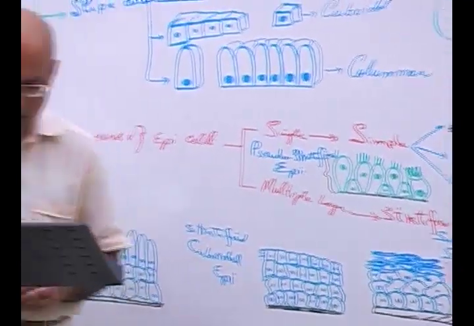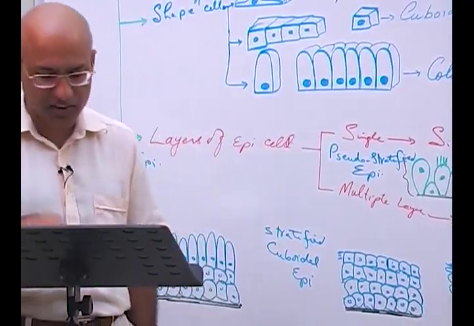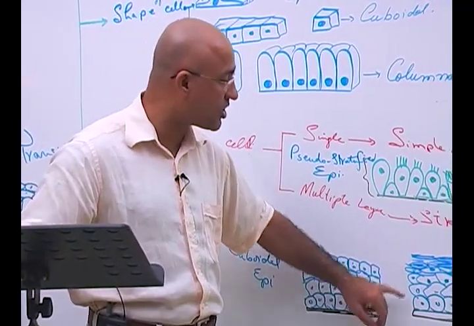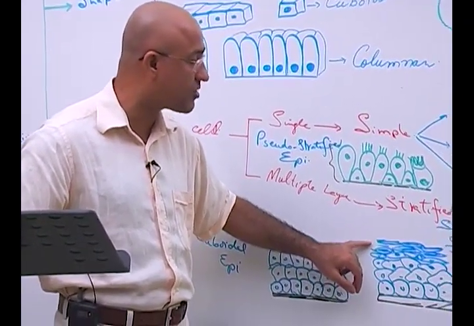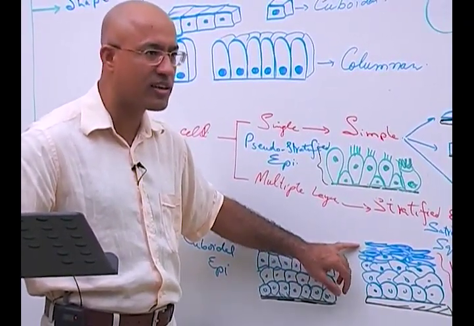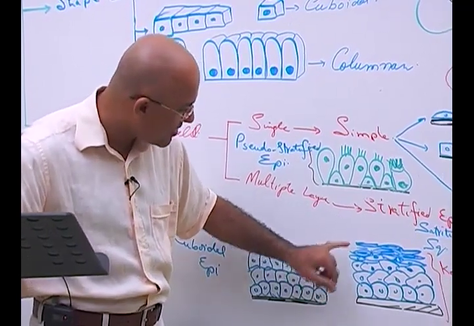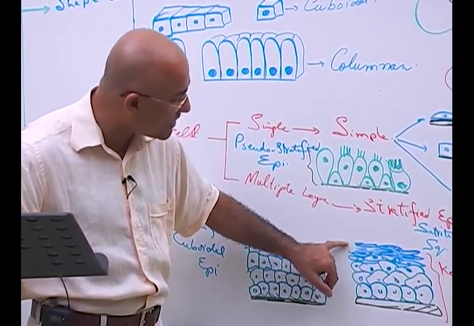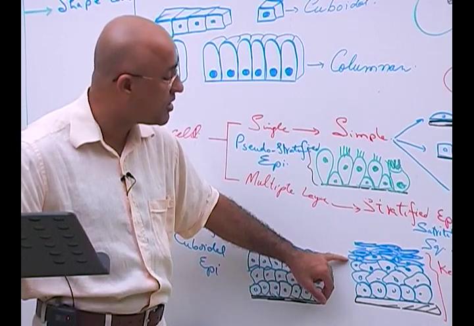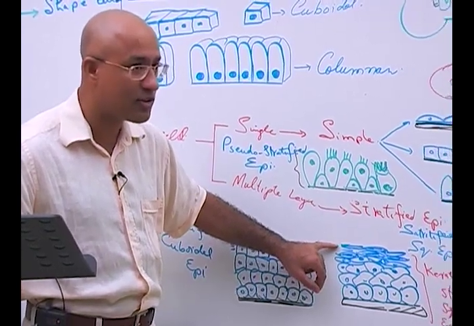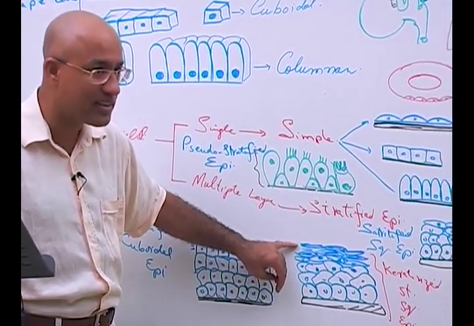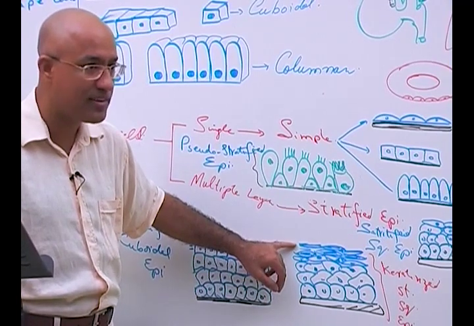So there is stratified squamous epithelium which is keratinized. We also call it stratified squamous epithelium which is keratinized and dry. Usually skin is dry until you make it wet, right? And we also call it stratified squamous epithelium which is cornified. So cornified or keratinized, it is one and the same word, right? Cornified.